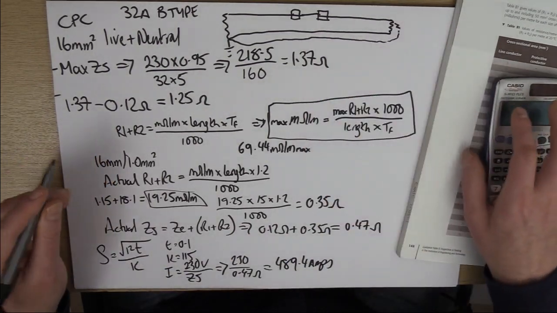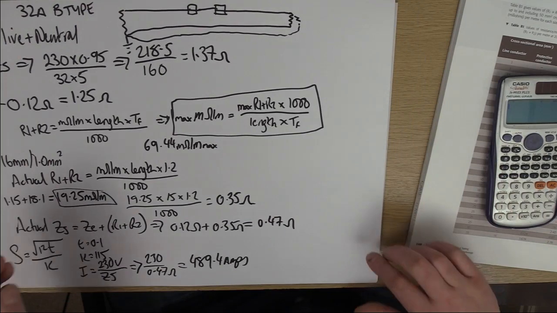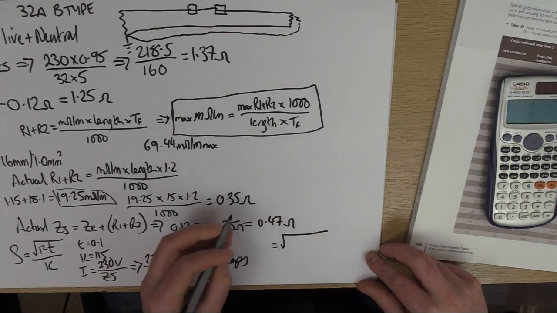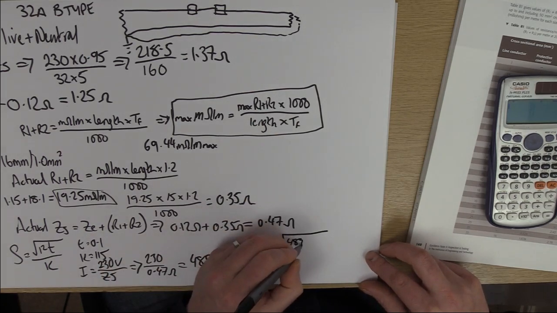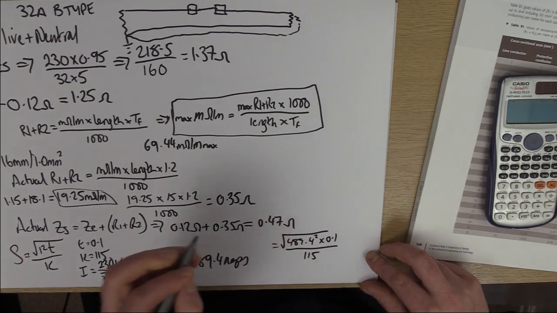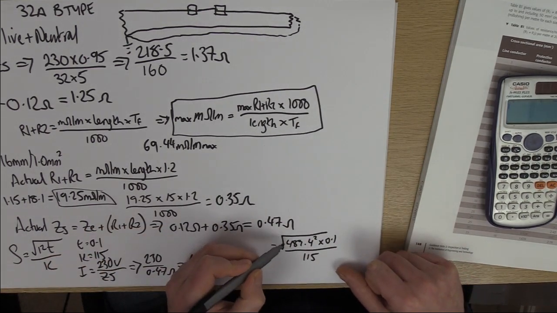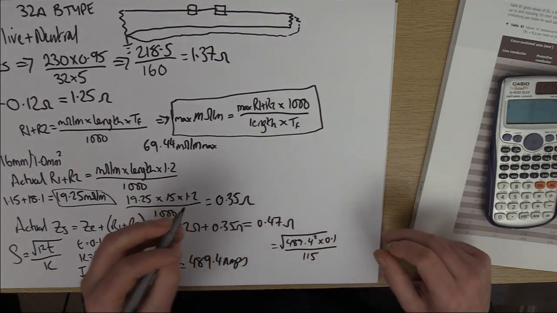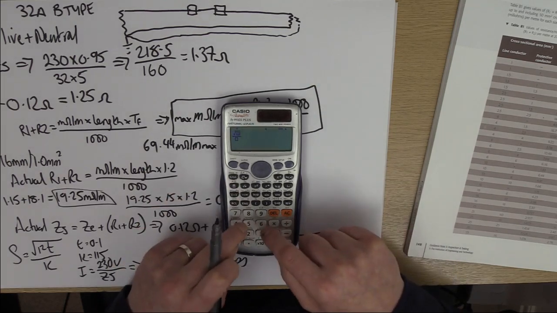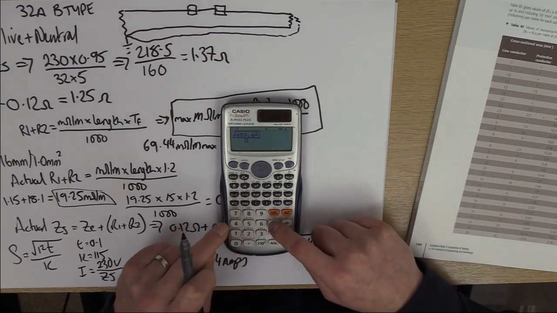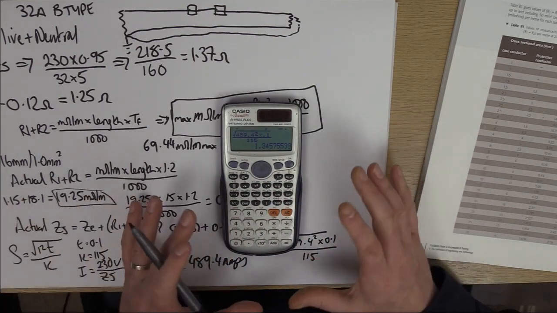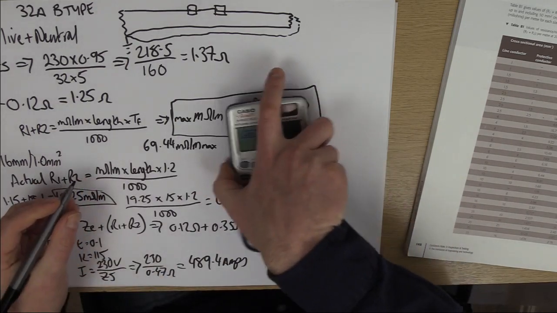So, what effect does that have? Okay, I think I've just got room for that. So, our minimum CPC we could have then: 489.4 squared times 0.1 divided by 115. And just remember that this hat is only on the top line, it's not going on the bottom line. So, square root of 489.4 squared times 0.1. So it's saying 1.35 mil.